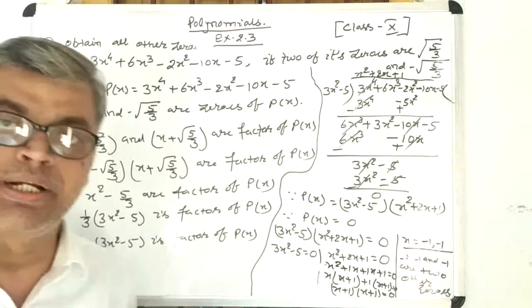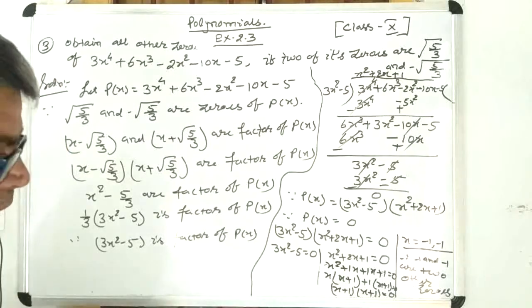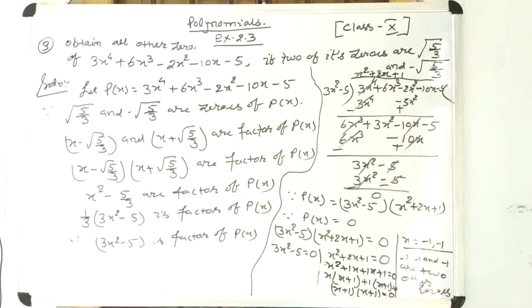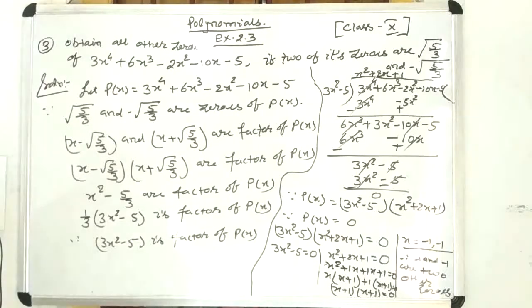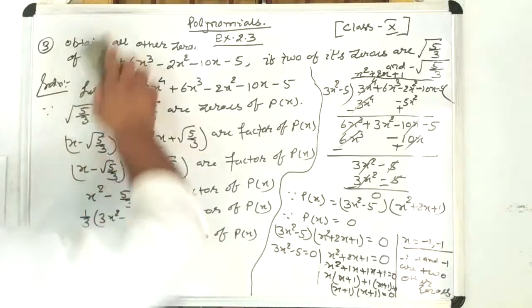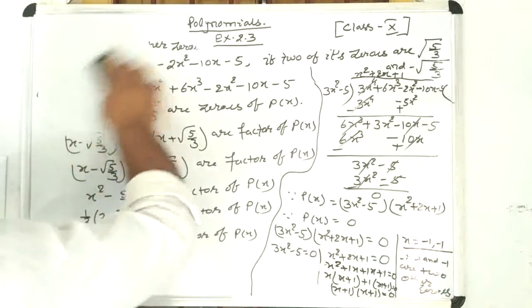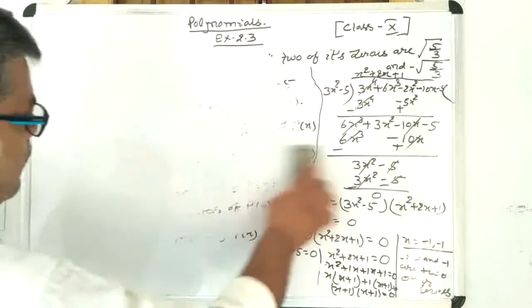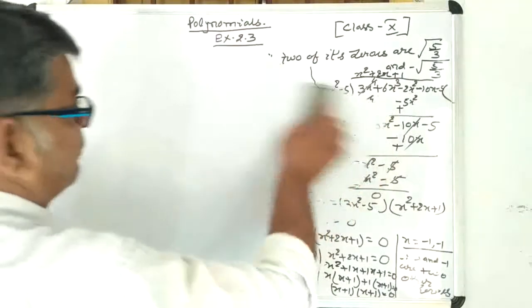Two zeros were already given, and we obtained the remaining two other zeros. In this way, this polynomial will have 4 zeros. So in this way, you can solve this type of question. I hope that all of you have understood this, and let's take one more question of this type.